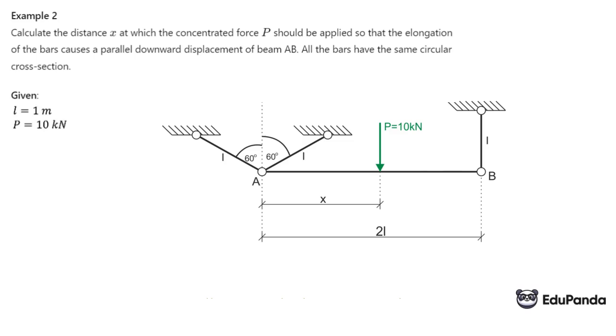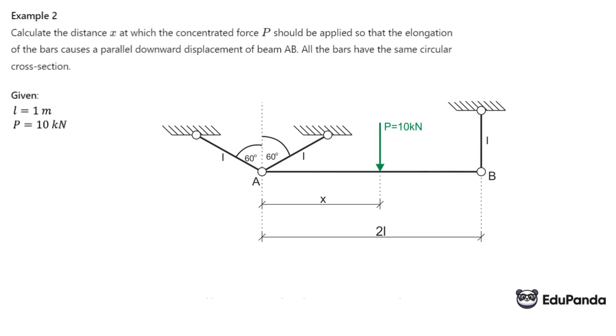Example 2. Calculate at what distance x the concentrated force P should be applied, so that the elongations of the bars cause a parallel displacement of beam AB downwards. All bars have the same circular cross-section. The length L of those bars here and the force P applied on the beam are given.